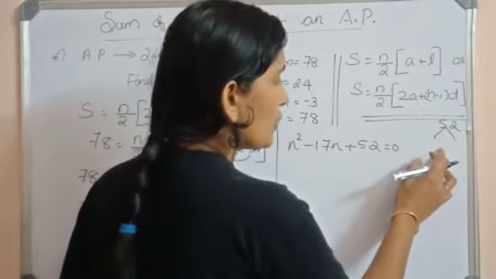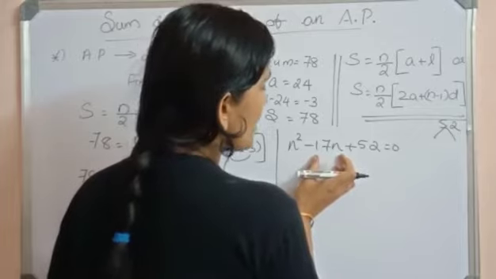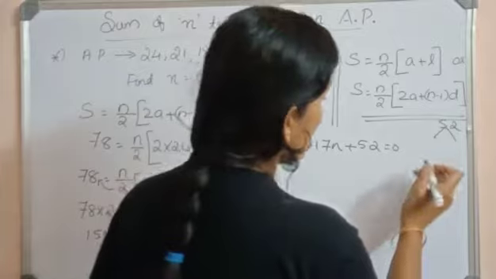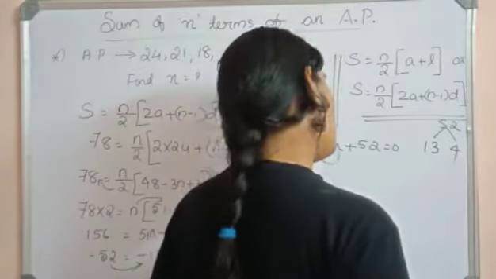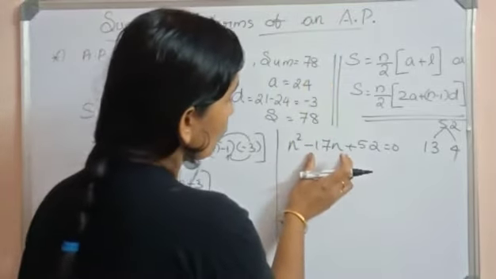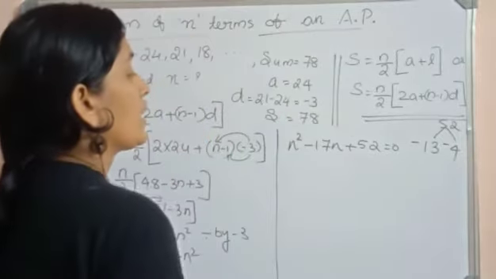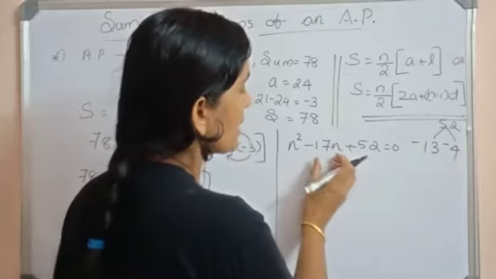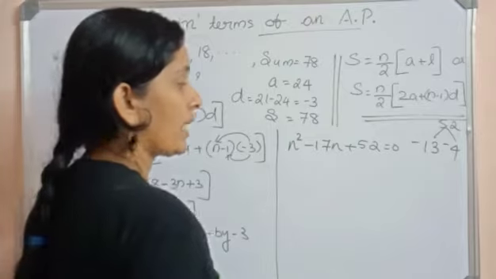Now you split 52 into two terms such that the sum of those two should be minus 17, and when you multiply the same numbers, you must get 52. So when you see this, you can say it is 13 and 4. 13 fours are 52 and 13 plus 4 is 17. Since the sum is negative, both the numbers are negative. If you refer to video 17, there I have explained how to split the middle term and find the factors. You can refer to that to get a clear idea about it.